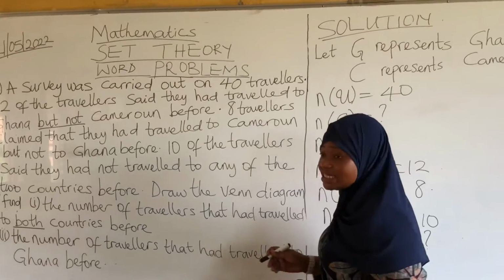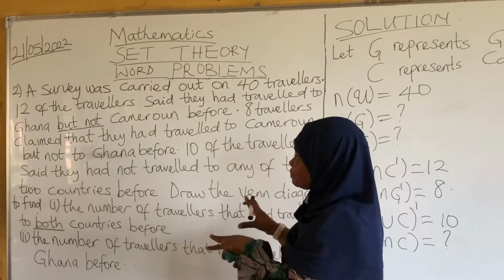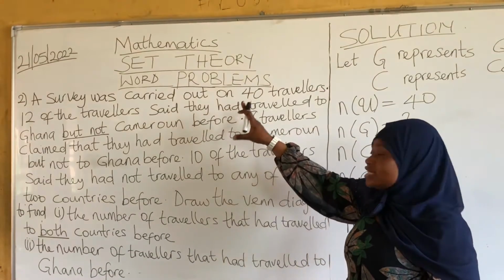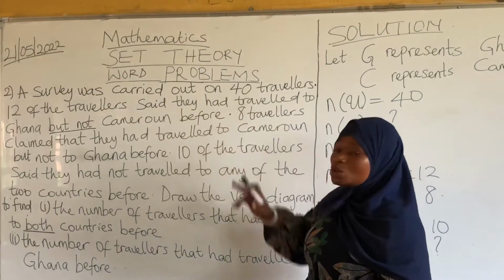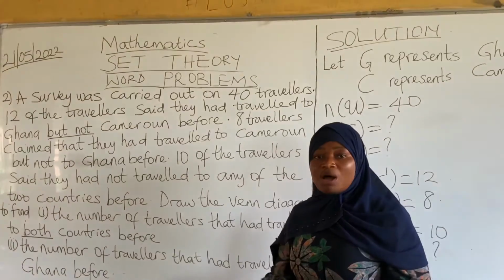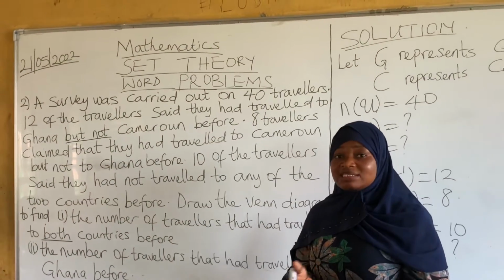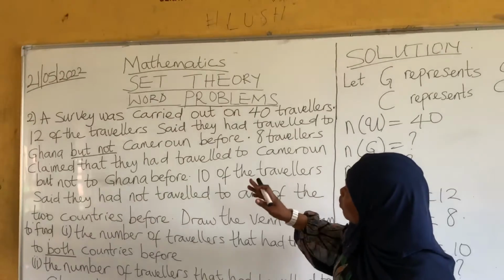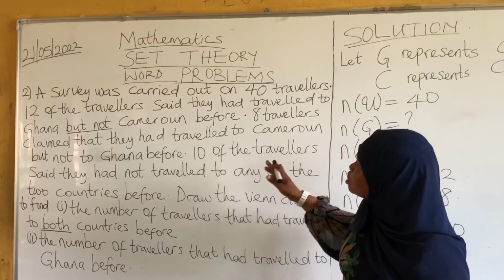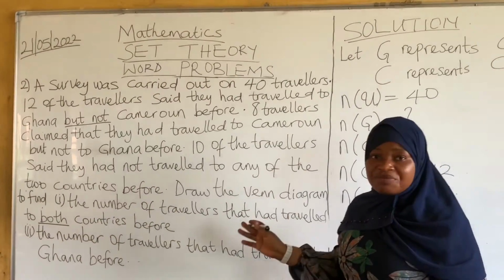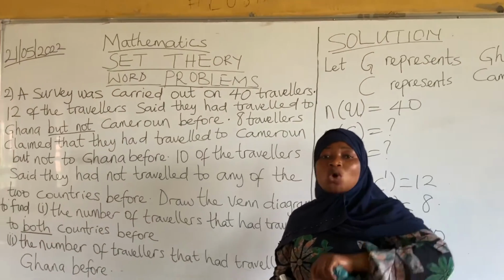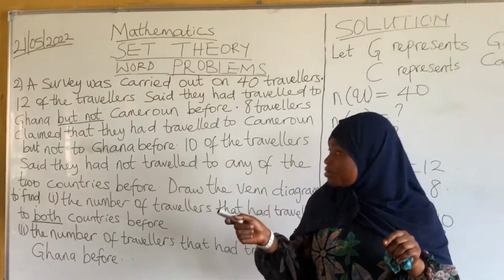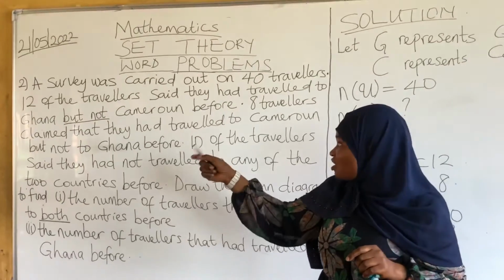Now, the first thing is that you have to understand the question very well. You can see that from this question, the number of the universal set is 40. So, the total number of travelers was given to be 40. And 12 of the travelers said they had traveled to Ghana but not Cameroon before. So, those that had traveled to only Ghana, that's the meaning. Only Ghana but not Cameroon were given to be 12 travelers.